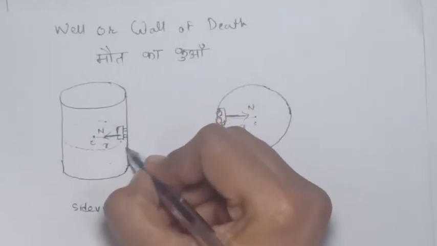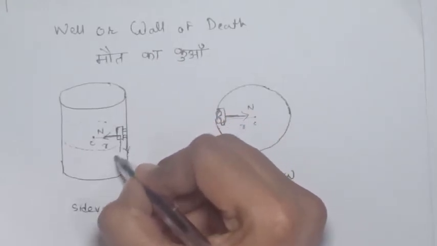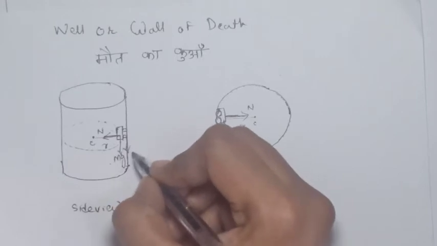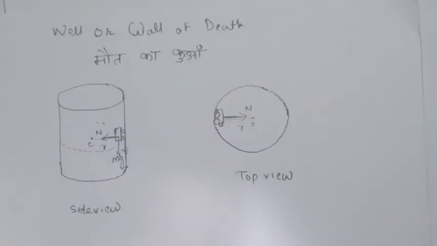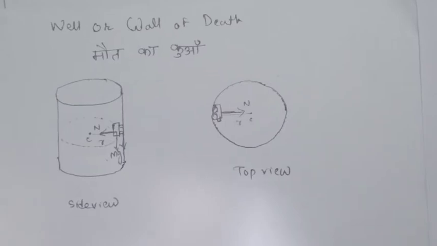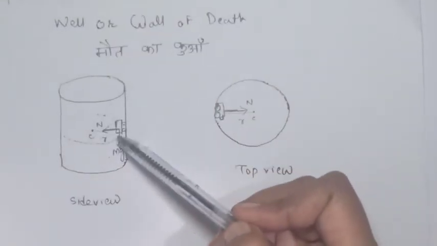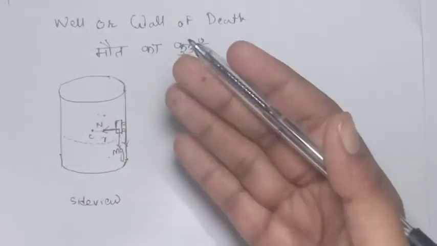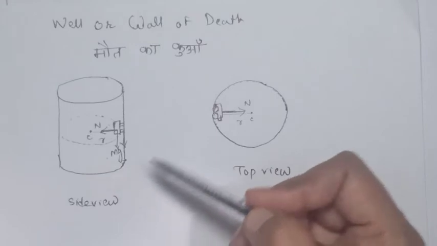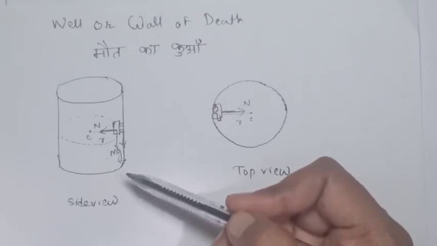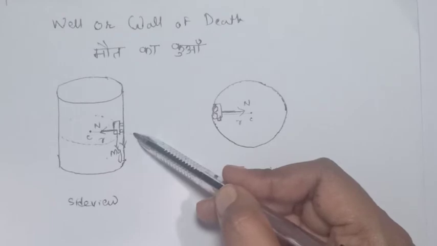So here it will be mg, the weight of the vehicle. But what is it that is balancing the weight of the vehicle? It can only be the frictional force, right? So here comes the question: when the velocity of the car is 0 or less, the frictional force will not be large enough to balance the vehicle's weight. But if the velocity of the vehicle is large enough, then the friction will be strong enough.